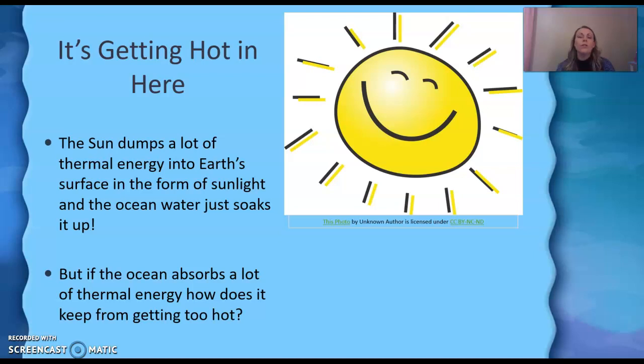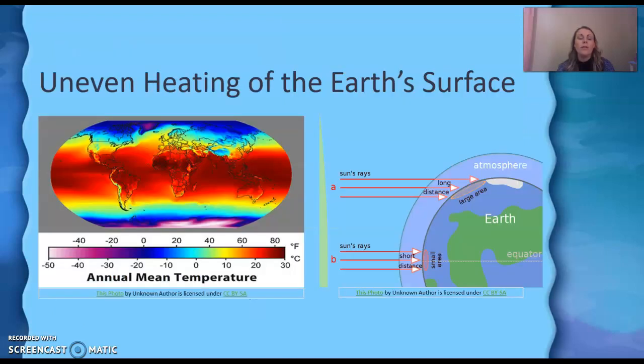So if the ocean water is just constantly absorbing this sun, why does the ocean water not get too hot? Because some of you may have played in the ocean before and you can play in it comfortably. You're not getting too hot. It's actually due to the uneven heating of the Earth's surface.